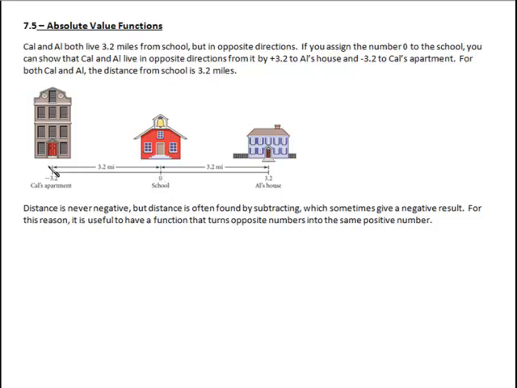So even though we're going one way to Cal's house and one way to Al's house, and you might express that on a number line as negative movement to Cal's and positive movement to Al's, distance is never negative. All right, but distance is often found by subtracting, which sometimes gives a negative result. So for that reason, we deal with absolute values that turn those numbers into the same positive number. So we would talk about the distance from Cal's house being the same as the distance from Al's house, both 3.2.